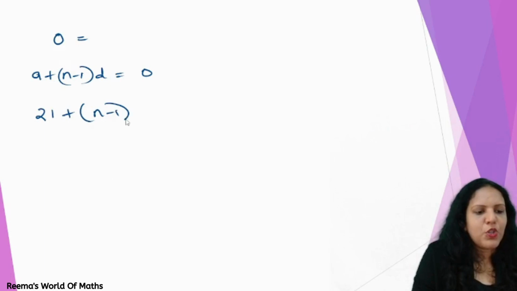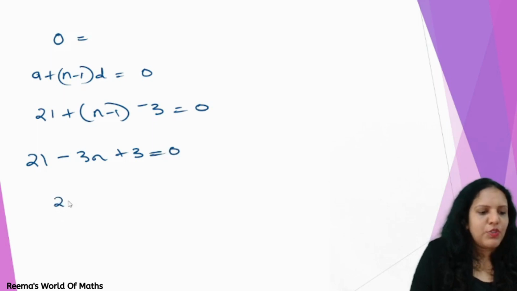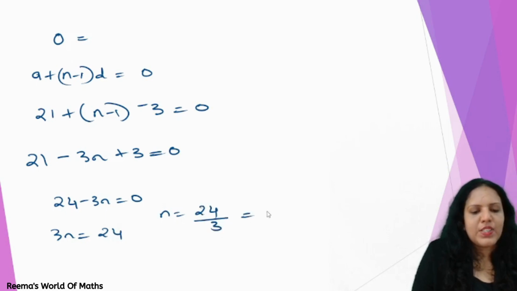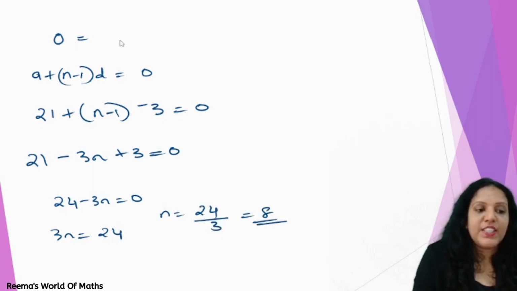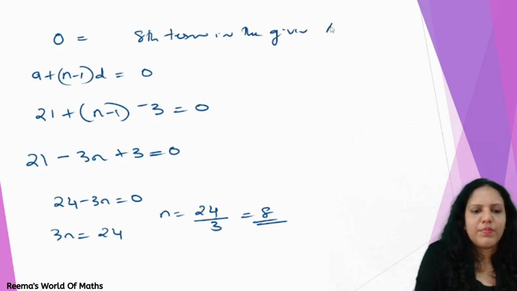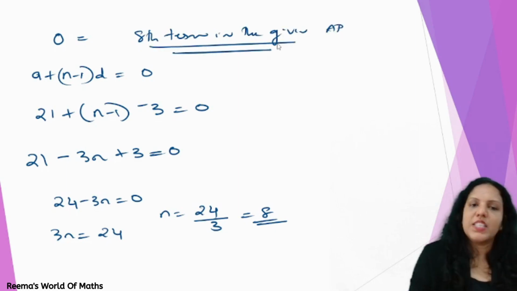So a equals 21 plus n minus 1, we don't know the n value, and d is minus 3, equals 0. So that is 21 minus 3n plus 3 equals 0. So that will be 24 minus 3n equals 0. 3n equals 24, n equals 24 by 3, n equals 8. So yes, we can say 0 is the 8th term in the given AP.